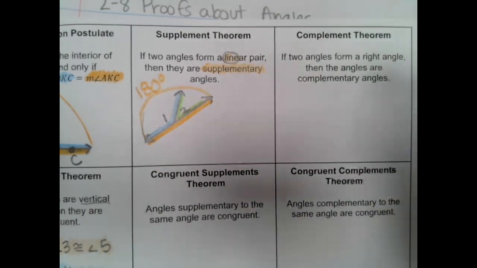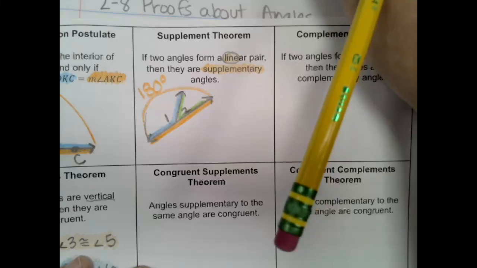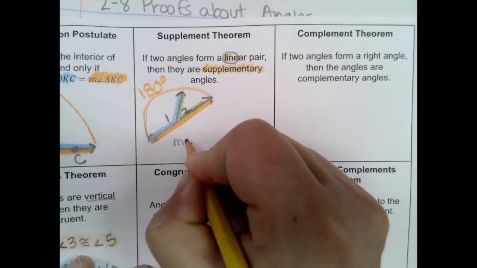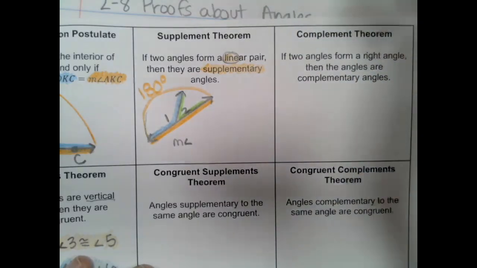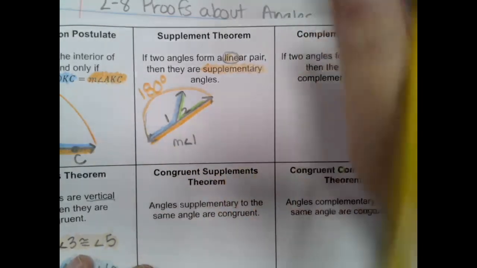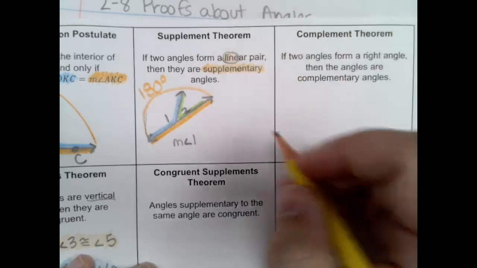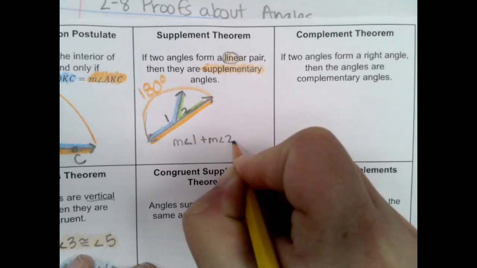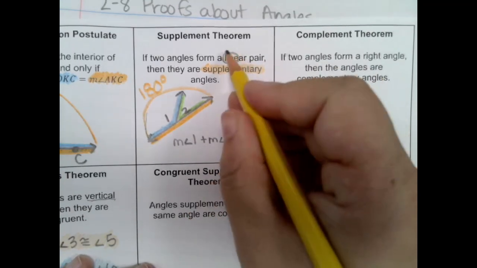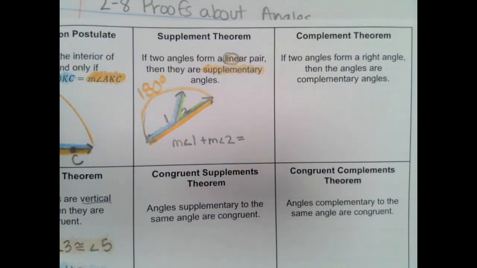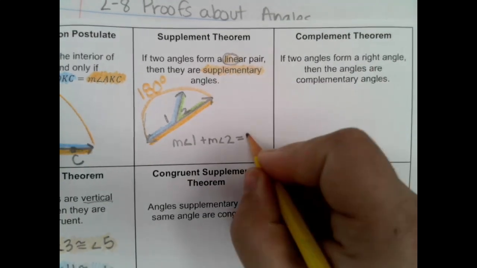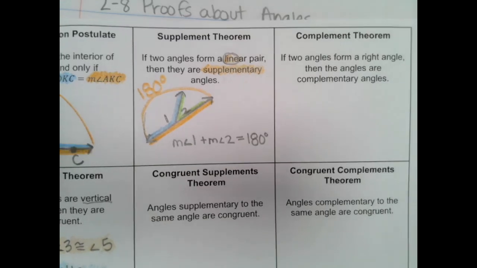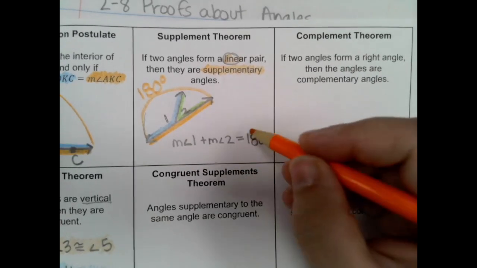So we would write out for our work here. Measure of angle, what's the first angle? 1, right? When I add that to the second angle, measure of angle 2, together, because they form a line, and we know a line is how many degrees? 180. And anytime that two angles add up to 180, that means that they are supplementary.